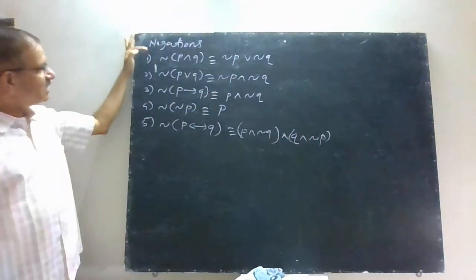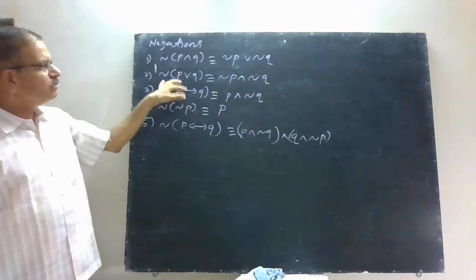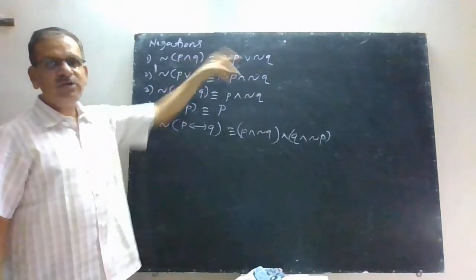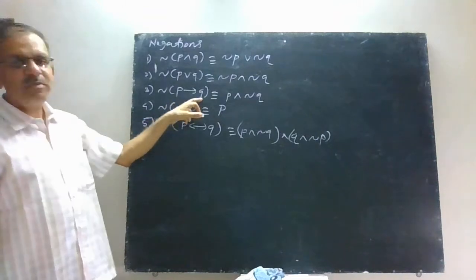Now see, you have to just remember these 5 logical equivalent statements. These are too simple ones. Only you have to convert and into or, or into and. You have to make negations of both statements. Now only you have to remember this one.